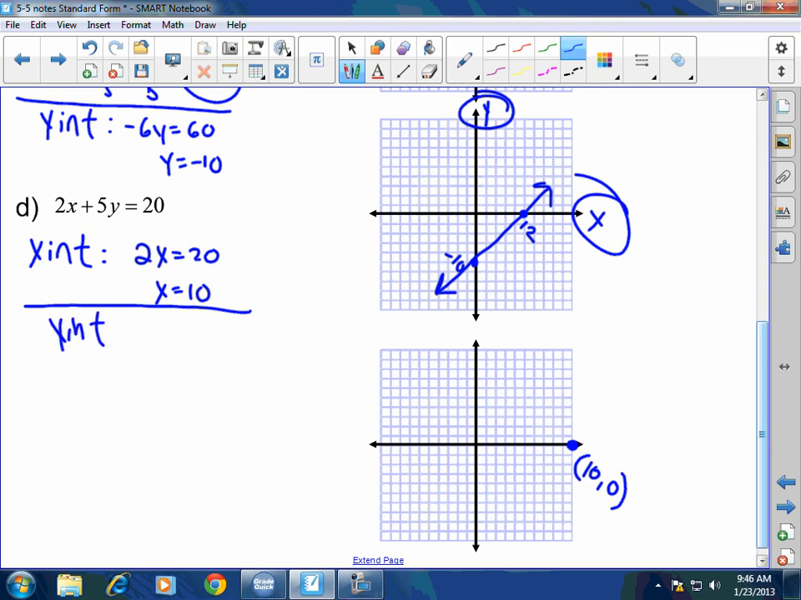For the y-intercept, what am I making 0 this time? X. So what goes bye-bye? The 2x goes bye-bye. So 5y equals 20. Very good, sir. Y equals 4. So that's 0, 1, 2, 3, 4. That's 0, 4. That is the y-intercept. That is the y value on the y-axis when x equals 0. Connect the dots and you're done.